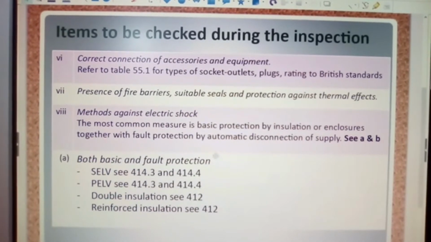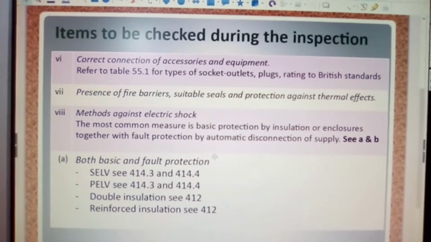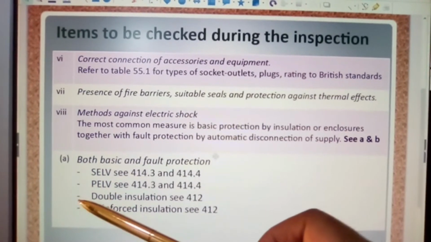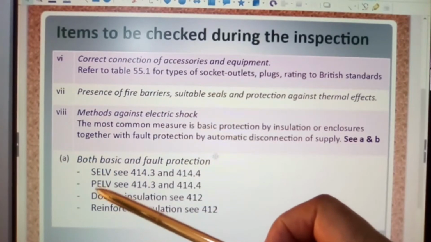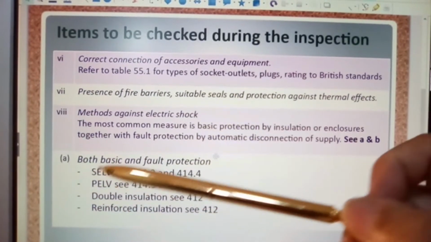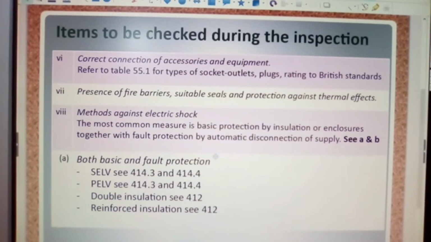Safety extra low voltage, protective extra low voltage. Now please confirm that it is protective extra low voltage. I'm just speaking here from memory, but they may have changed the term, so consider that and make sure that you're familiar with the current terms being used.